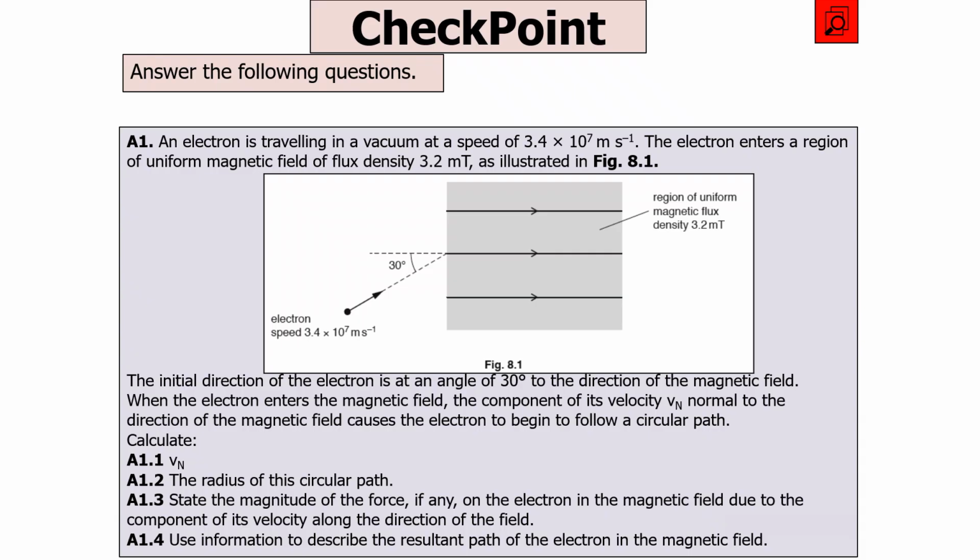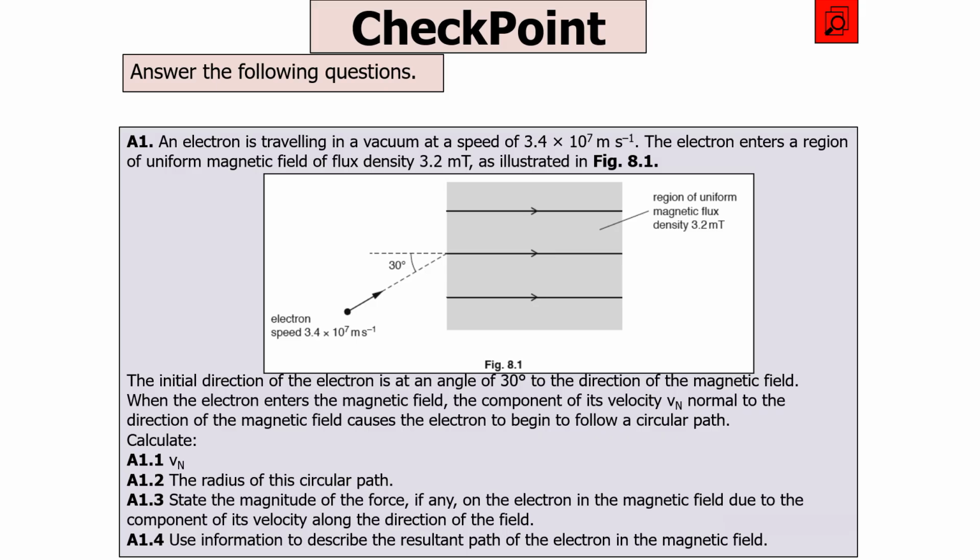When the electron enters the magnetic field, the component of its velocity normal to the direction of the magnetic field causes the electron to begin to follow a circular path. Calculate this component of the velocity, the radius of the circular path, state the magnitude of the force, if any, on the electron in the magnetic field due to the component of its velocity along the direction of the field, and then use this information to describe the resultant path of the electron in the magnetic field.